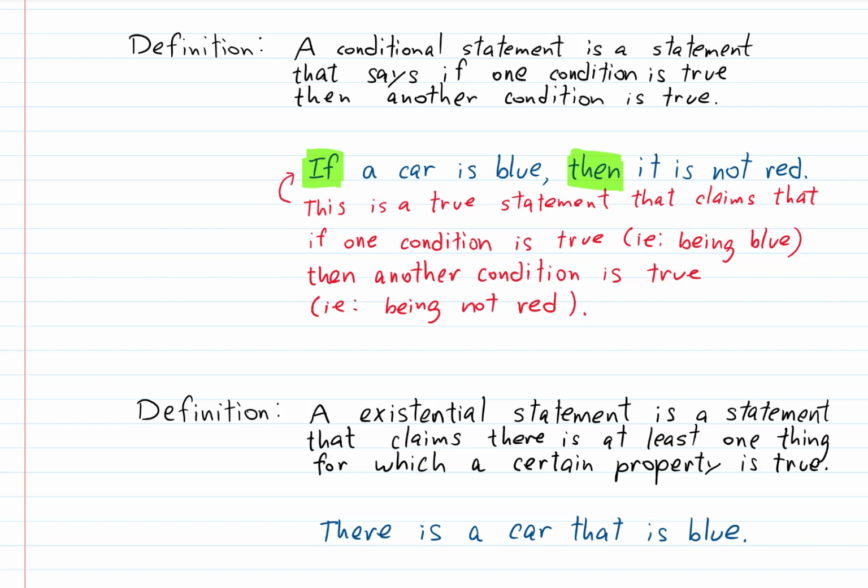And that is actually the key words for an existential statement, when you see the words there is. It doesn't have to be those words. Could be instead there exists, or I could say some car is blue. That's an existential statement. But usually if you see the words there is, then that's a hint that you have an existential statement.